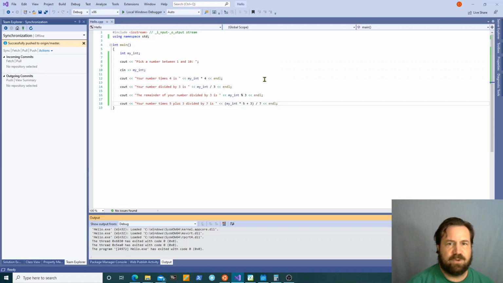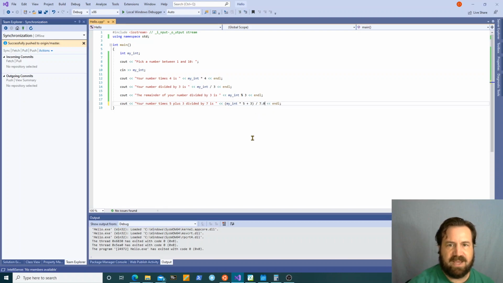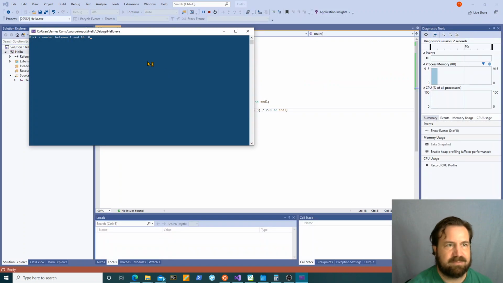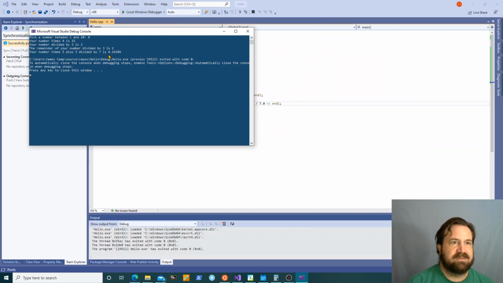If we want to force this to do floating point math, we have to put a decimal point in this equation somewhere. And that promotes everything in the equation to a double type, and we get what we would expect. 5 plus 3 divided by 7 is 6.14286.